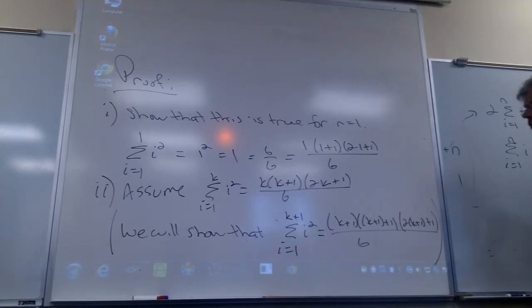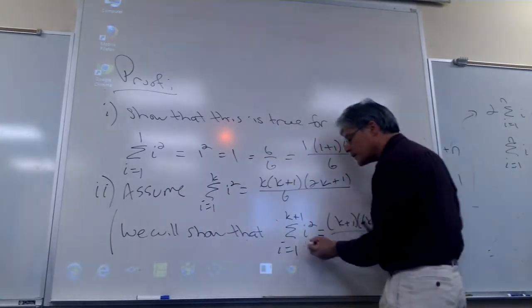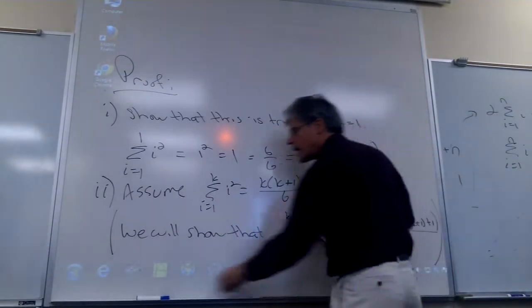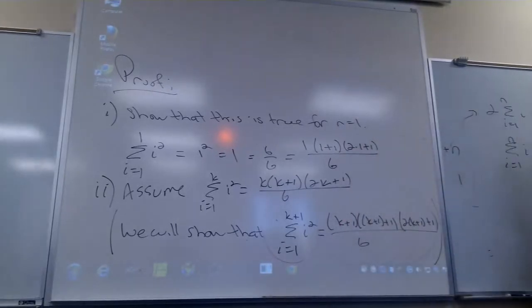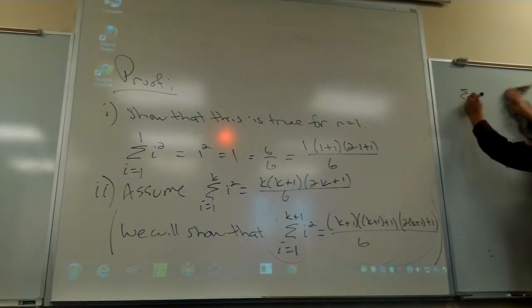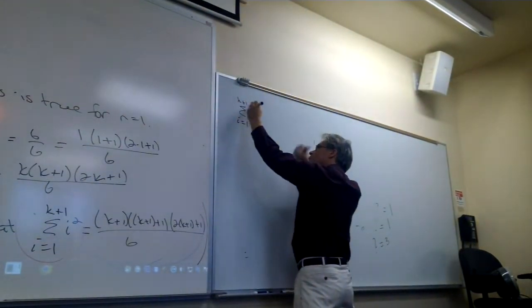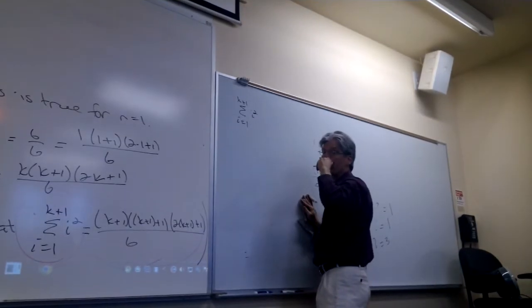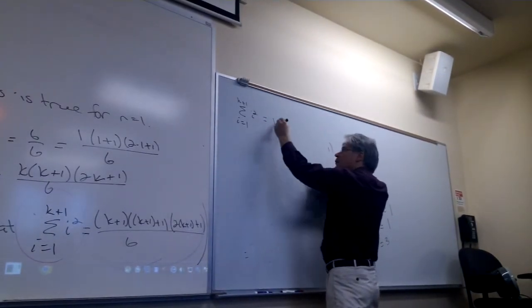Now to show that, I need to start with what is on the left-hand side of the equal sign, circled in red, and mathematically deduce that it is equal to what you see inside the blue circle. So let me start off with what's on the left-hand side of the equal sign, that is to say, the sum as i ranges from 1 to k plus 1 of i squared. Do you agree that in expanded form, that's nothing more than this?